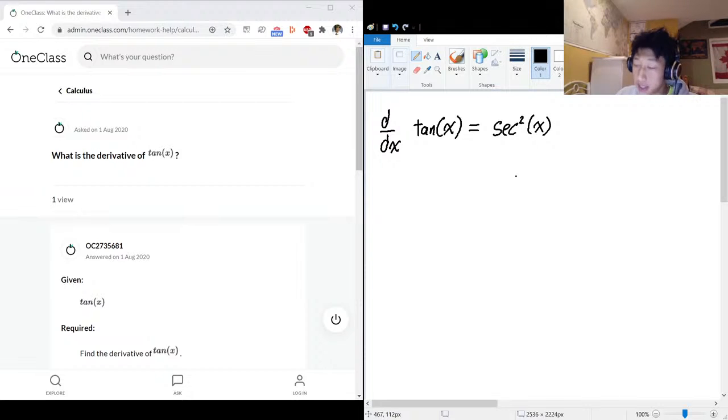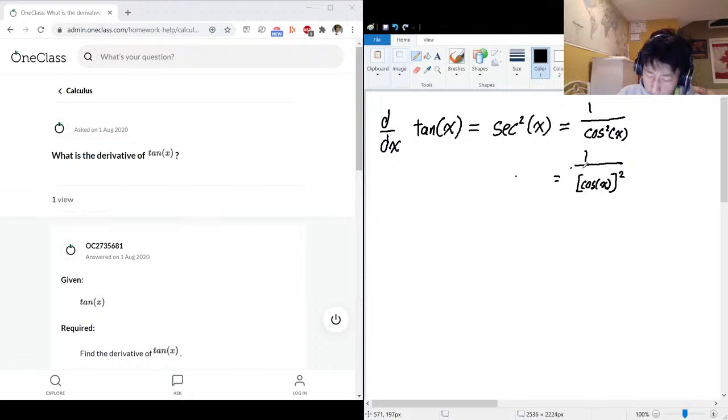If you're not familiar with secant, this is equivalent to 1 divided by cos squared x. And the power on the cos means 1 over the entire cos of x, with that entire thing squared, which is what it means to have the power here. Okay, but let me explain why.